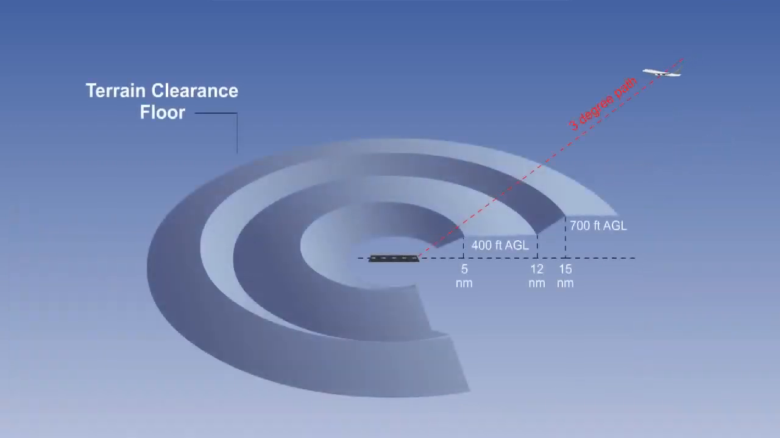In addition, a terrain clearance floor has been developed around all airports to warn against potential premature descent on non-precision approaches, like VOR NDB approaches.